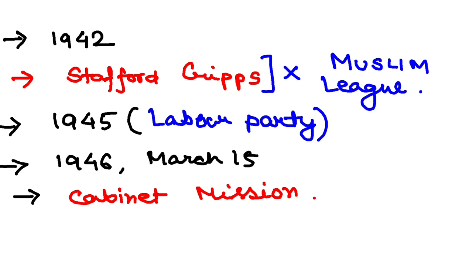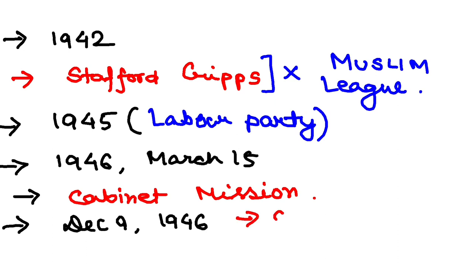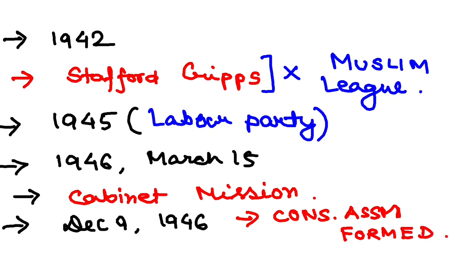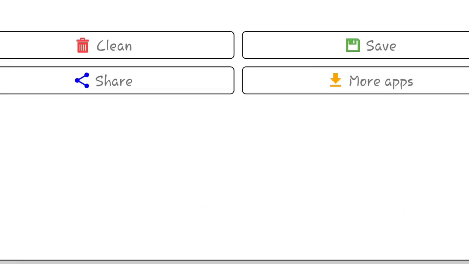As a result of that, on December 9, 1946, the Constituent Assembly was formed. December 9, 1946. Very important date. Now, the Constituent Assembly was entrusted with the responsibility of framing the Constitution.